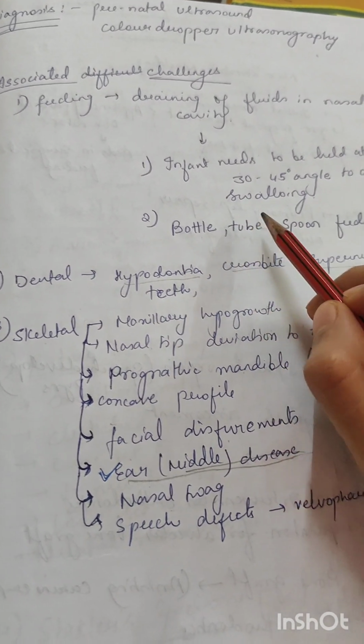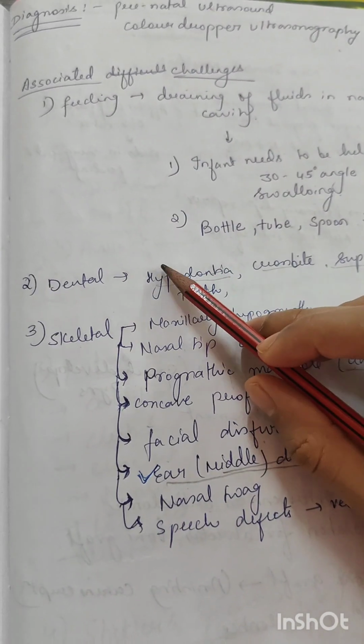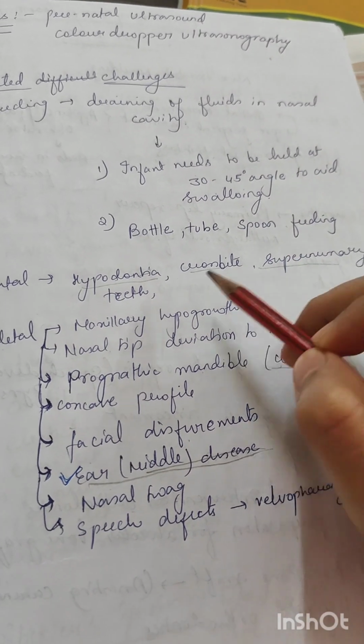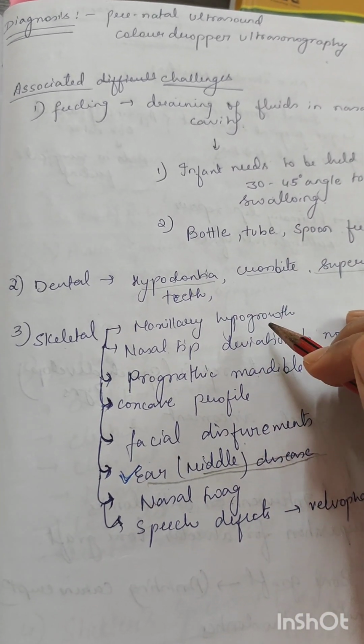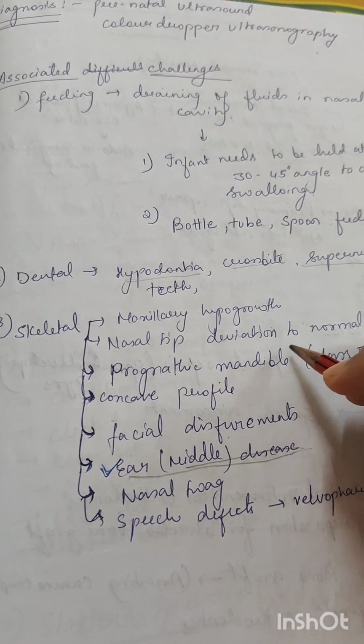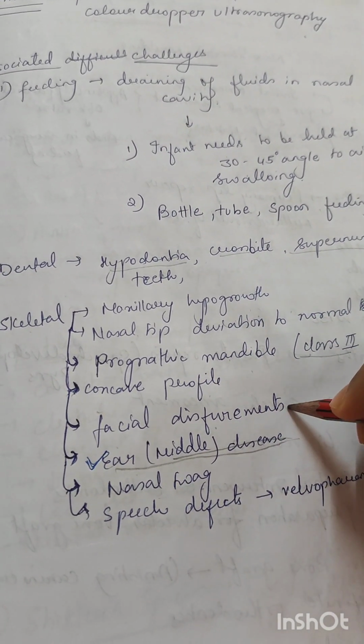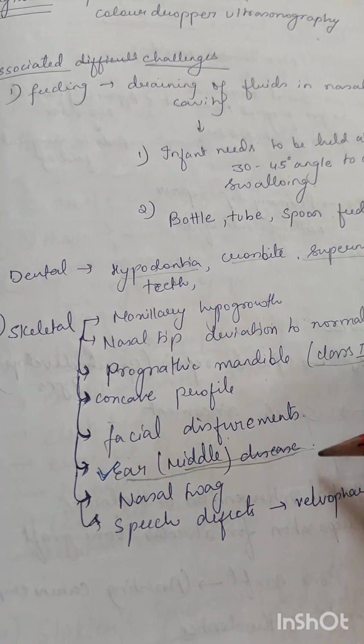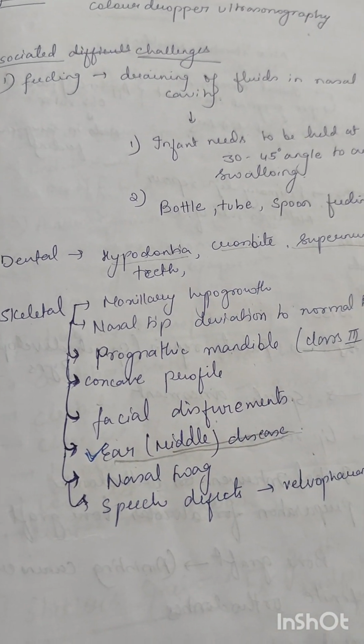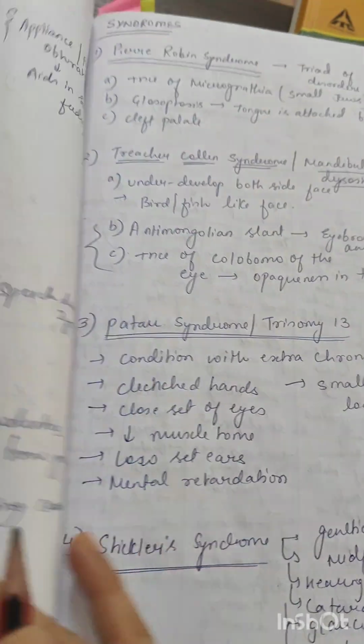Swallowing is done with the bottle, tube, or spoon feeding. Dental: hypodontia, crossbite, supernumerary teeth. Skeletal: maxillary hypogrowth, nasal tip deviation to the normal side, prognathic mandible, concave profile, facial disfigurements, middle ear diseases, nasal twang, and speech defect due to velopharyngeal insufficiency.